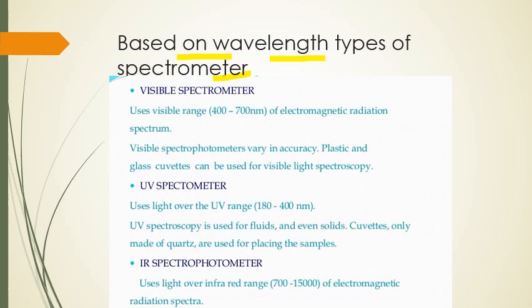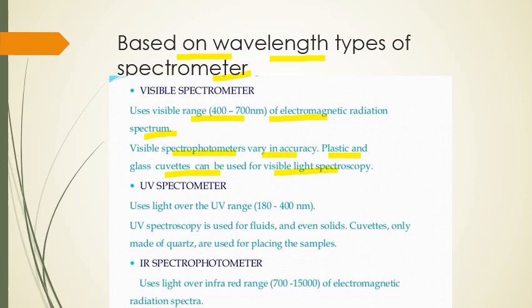The one is visible spectrometer, in which the light source is visible range of the radiation, that is 400 to 700 nanometers of the electromagnetic radiation, and we study in this visible range of the radiation, and we have the normal spectrum. The visible spectrophotometers vary in accuracy. The plastic and the glass cuvette can be used for visible light spectroscopy.